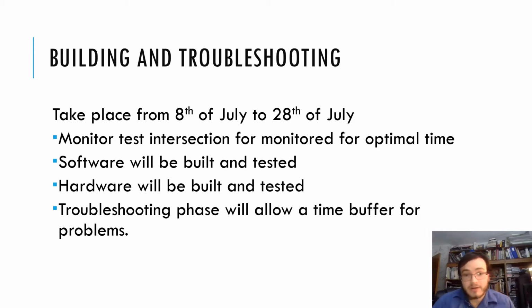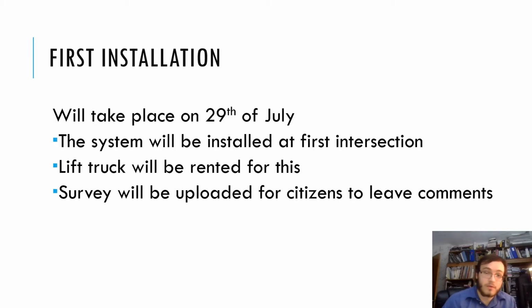During this phase, we monitored the test intersection for the optimal time and found that it was 12 seconds. We built and tested the software and hardware, although the hardware wasn't up to our standards. And the troubleshooting phase allowed for a slight time buffer, but it was a day or two too short. The first installation took place on the 29th of July. We installed the system at the first intersection, and we did rent the lift truck for this.